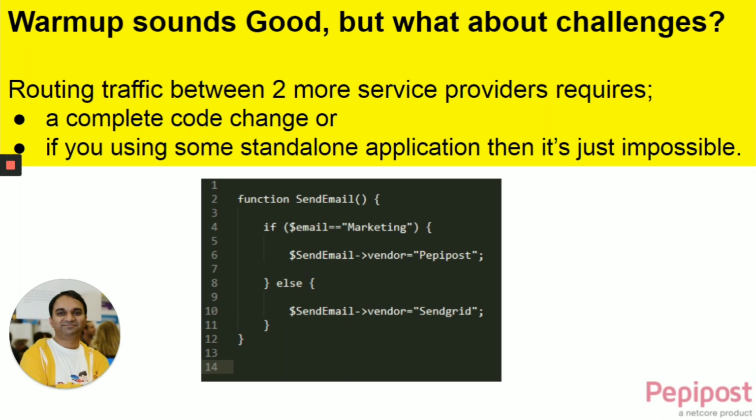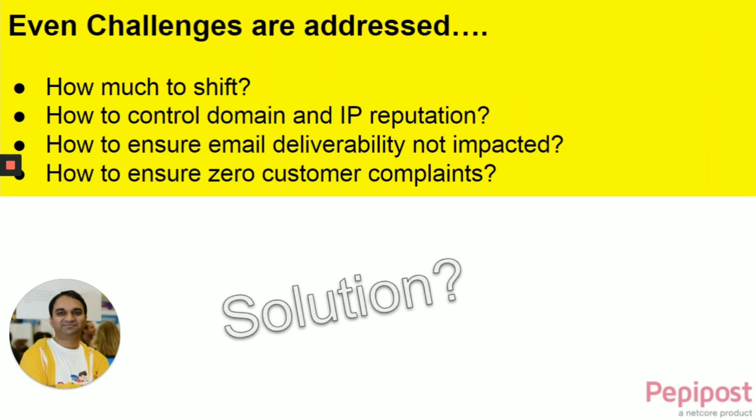So primarily what people do is shift the entire volume on day one because of the technical limitations at their end, and they are not able to manage the slow warm-up, measuring of reputation, and gradual shifting of volumes. So what's the solution here? Different challenges are there, like how much to shift on day one, how to control the domain and IP reputation, how to ensure that your email delivery is not impacted, and how to ensure that there are zero customer complaints when you are moving your email volume to another provider.